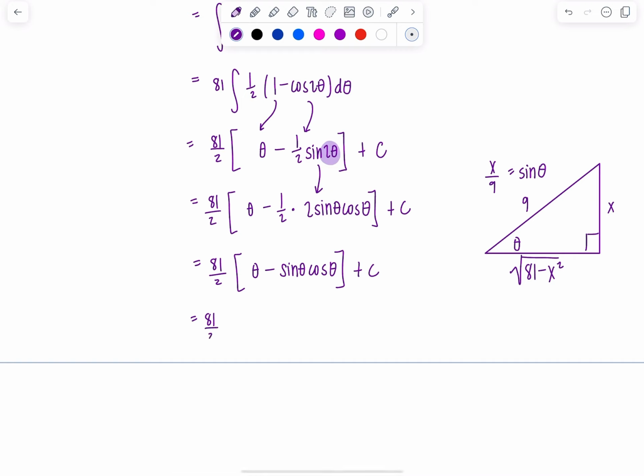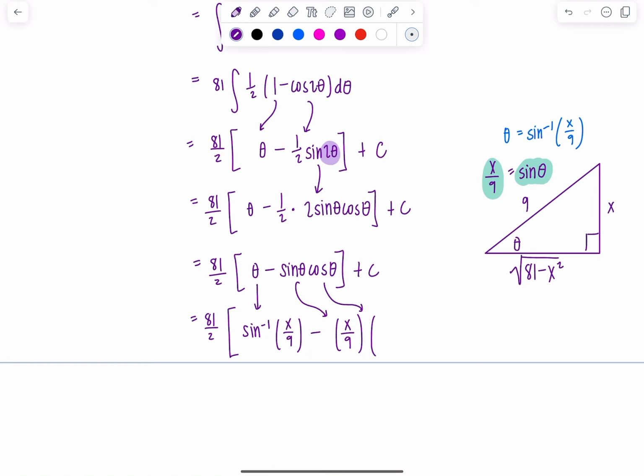So let's see, we have 81 over 2. If I want just plain old theta, go back to the substitution that you made. Since sine of theta was x over 9, that tells me theta by itself is sine inverse of x over 9. So this is sine inverse of x over 9 minus sine theta, that's x over 9, and then cosine theta, that's adjacent over hypotenuse. So come to your triangle. Adjacent would be rad 81 minus x squared over hypotenuse, which is 9, plus c.